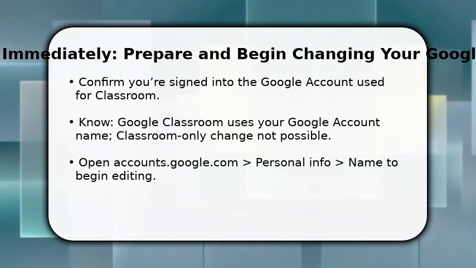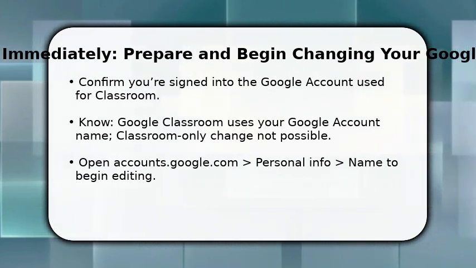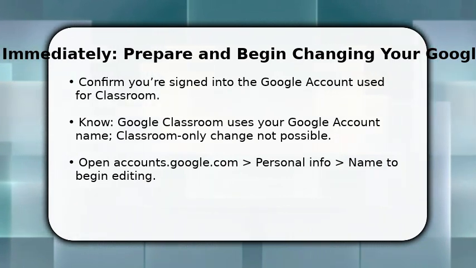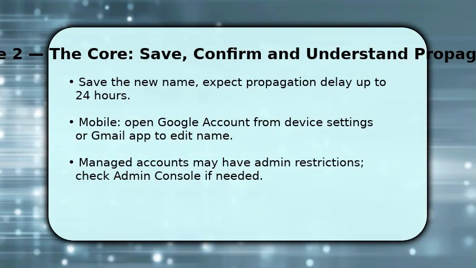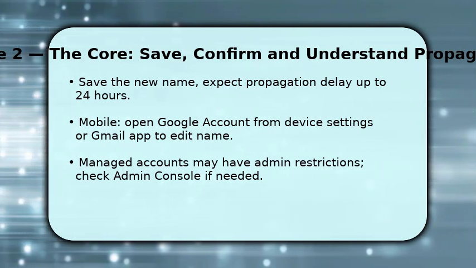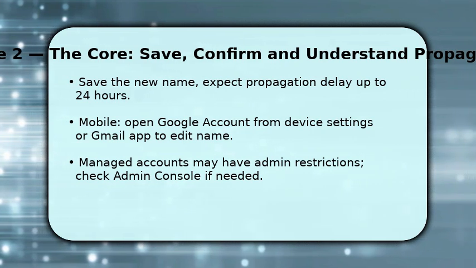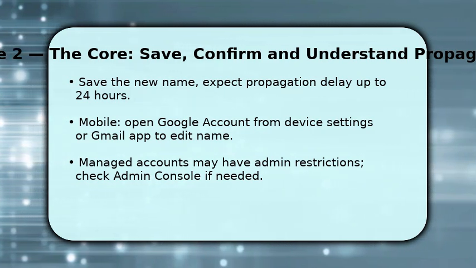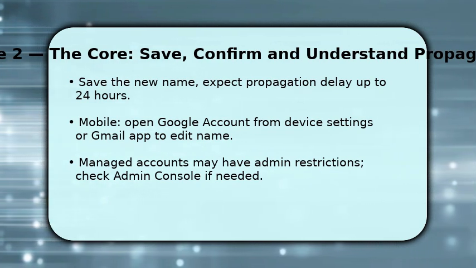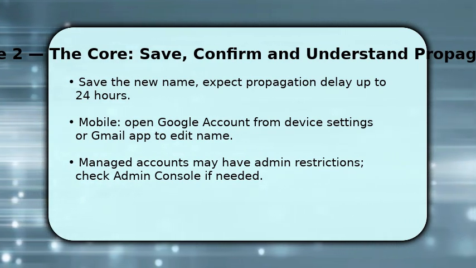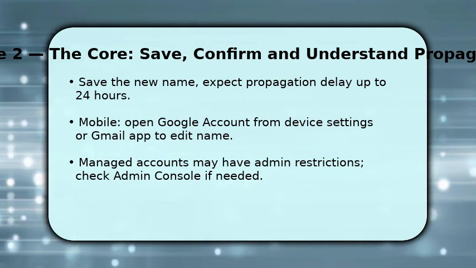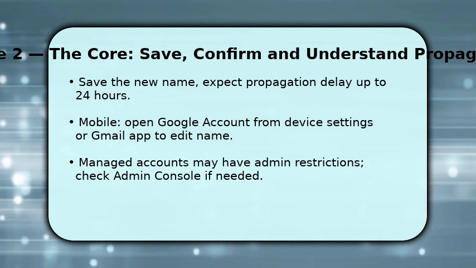This is the source of truth, so the change must happen here rather than inside the Classroom app. After saving the name, you must allow Google systems to propagate the update. Once saved, refresh Classroom, but understand that it can take minutes up to 24 hours to appear everywhere. If you're on mobile, open your Google account from Device Settings or the Gmail app and make the same edit. The mechanism is identical.